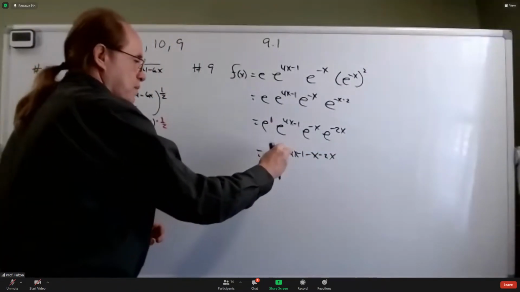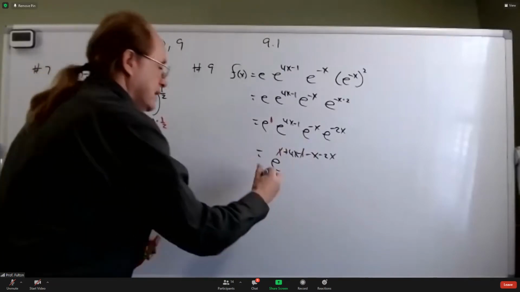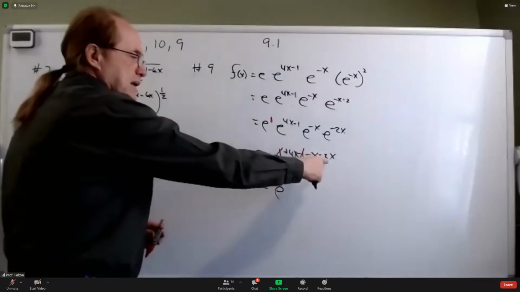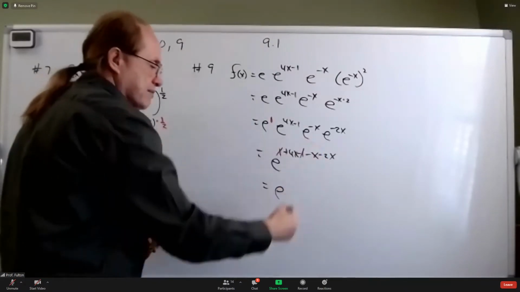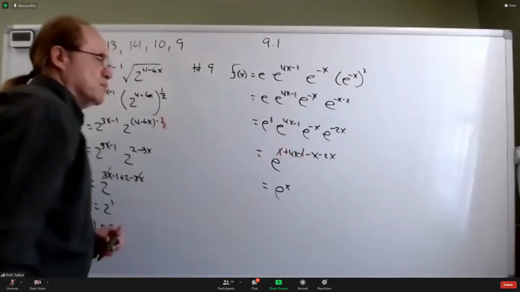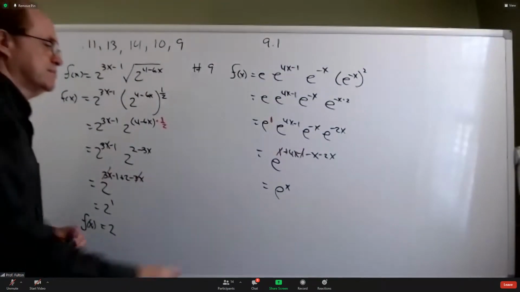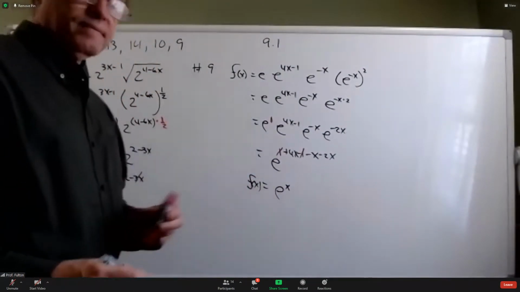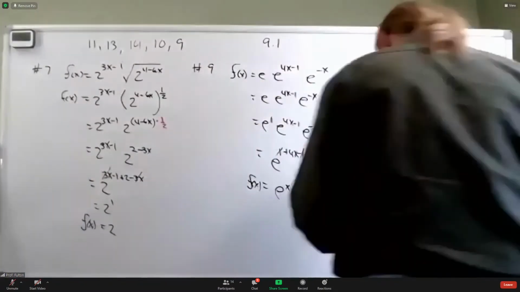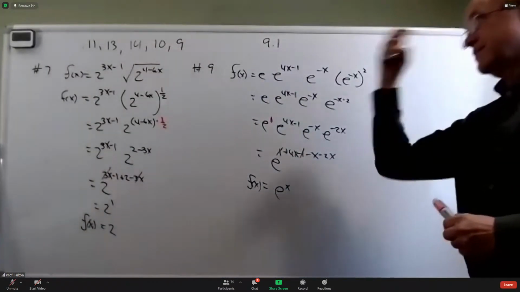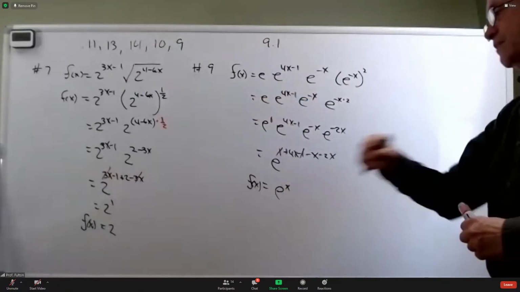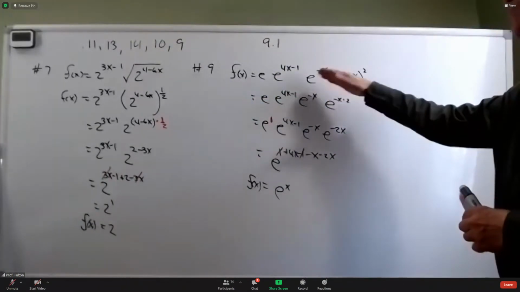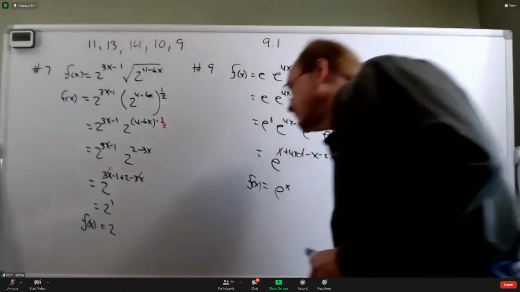Okay, right away 1 and minus 1 cancel out. And I get e to the 4x minus x minus 2x. That's 4x minus 3x. This gives me 1x. So that whole thing just simplifies to e to the x. Even though it looks complicated, it simplifies to a very simple function. That one was a constant function. That one is just e to the x. That's just using the rules of exponents to achieve that.